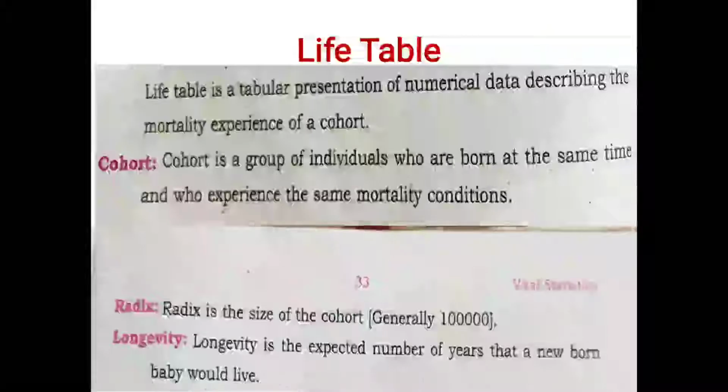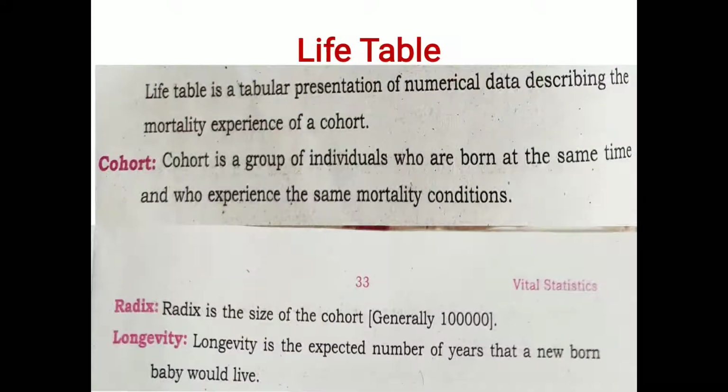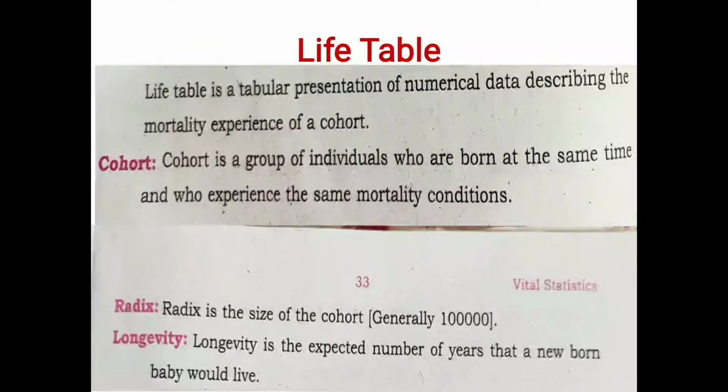Now what is a cohort? A cohort is a group of individuals who are born at the same time and who experience the same mortality condition. Next, radix. Radix is the size of a cohort. The size of a cohort is called radix, and generally the size of a cohort is 1 lakh.